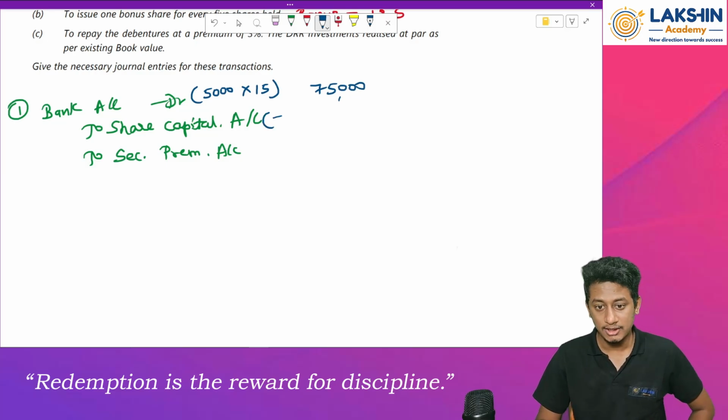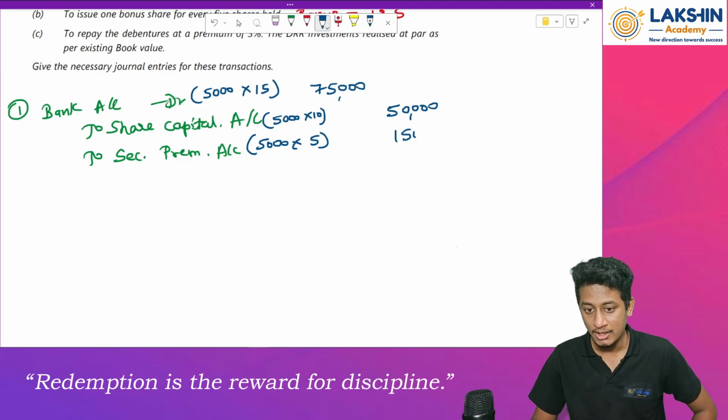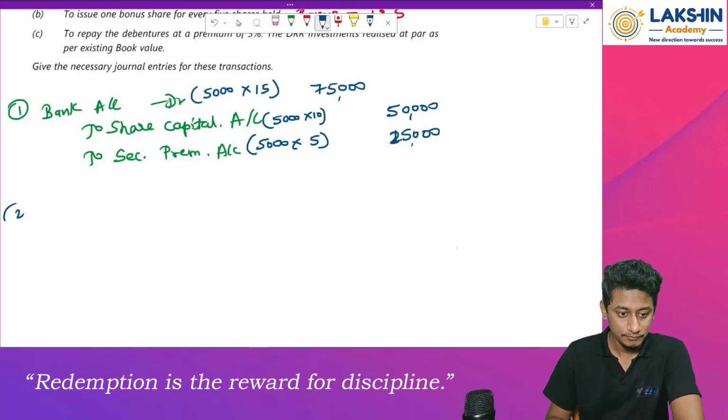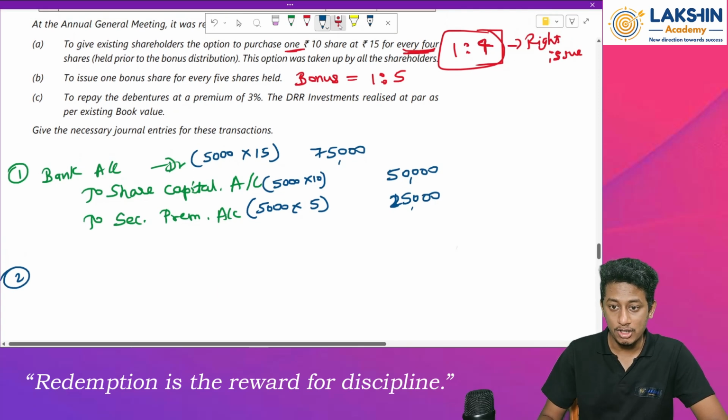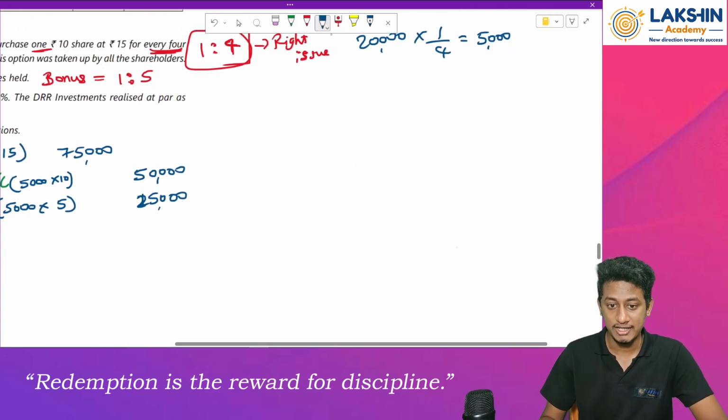Okay. Then 5,000 into 10 per share will be the nominal value, so 50,000 rupees over here. And then 5,000 into 5 rupees per share will be the premium charged on that. So 5 into 5,000 is 25,000 rupees. Clear? Second entry. Then we have done what? We have issued bonus over here at the ratio of 1:5. So what is the new equity share?